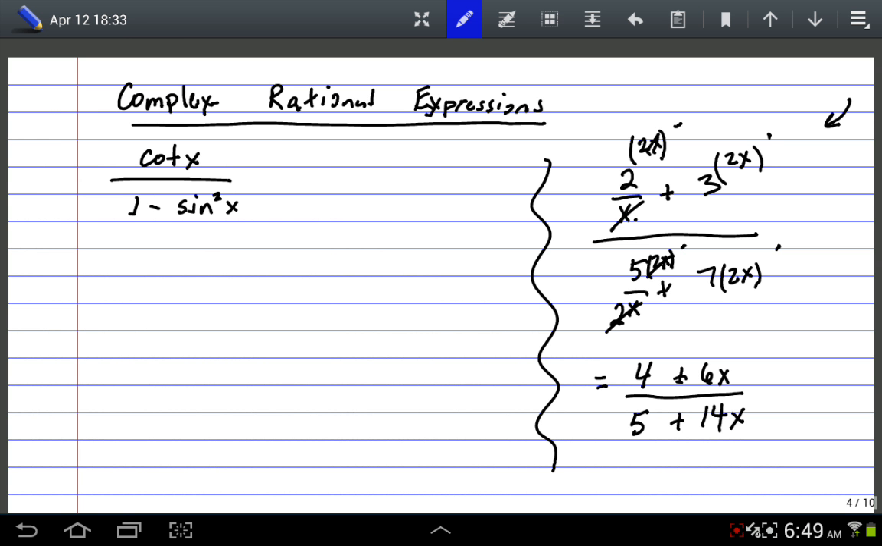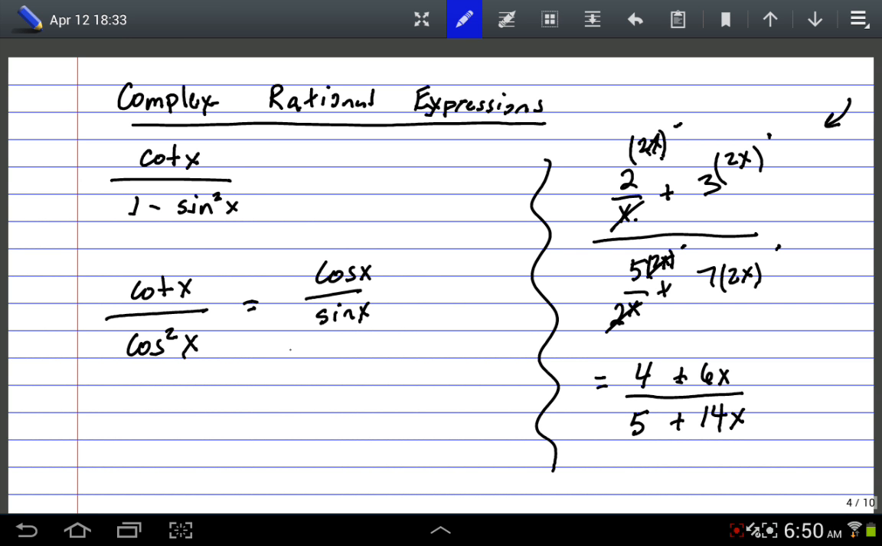I see something in there that you should recognize: 1 minus sine squared, which is cosine squared. So we'll get cotangent x over cosine squared x. After that, you've got 1 squared, you don't have a 1 anymore, and the other function's not squared. Coming back to another strategy: if you don't know what to do, go back to the first strategy I taught you. What's that first strategy? Change everything to sine and cosine. So we can change cotangent to cosine x over sine x.